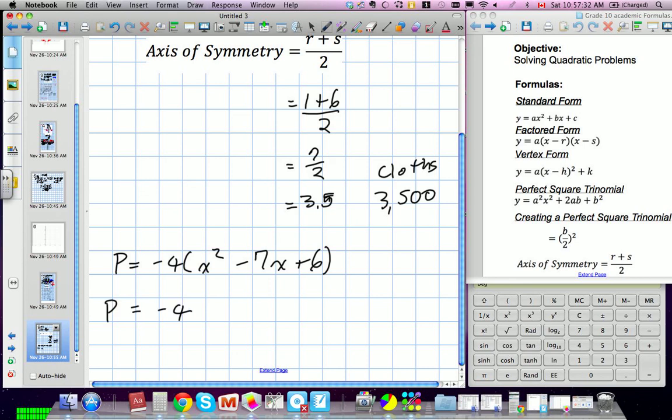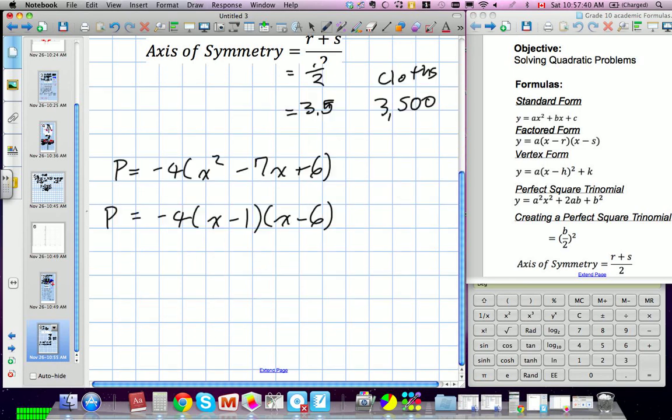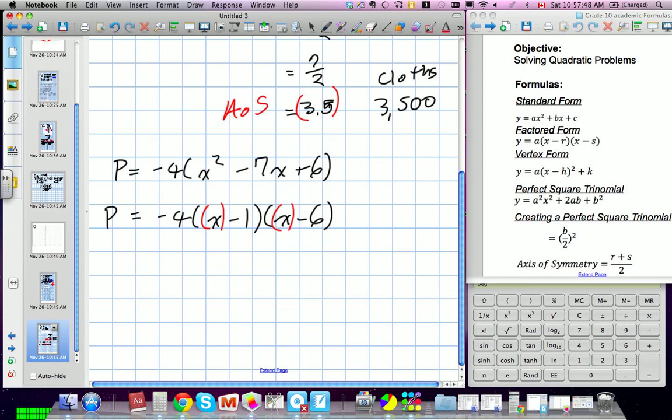Now I could plug it into either of those. We'll still get the same answer, but let's do our factor form. So we're taking the number 3.5, which is our axis of symmetry, remember? We're plugging that in for both the x values to find out what the vertex, what their profit is actually going to be, what the highest profit they can make is. So we have negative 4, 3.5 minus 1, 3.5 minus 6.